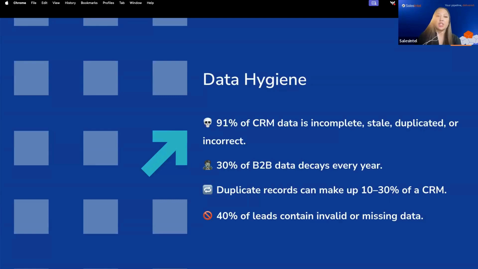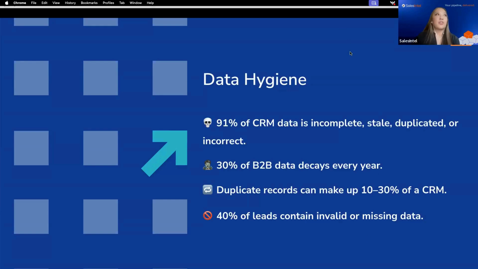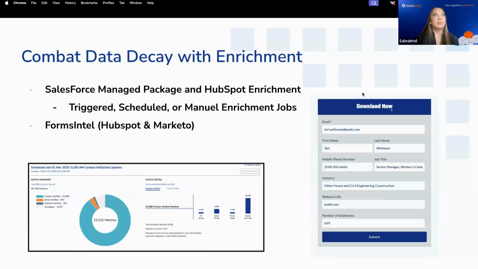So how do we go ahead and solve these problems? And how can we prevent data decay? This is where enrichment comes in. So Sales Intel offers multiple different types of enrichment. We can enrich things like contact information, firmographic, technographic, and all of these can be human or email verified.